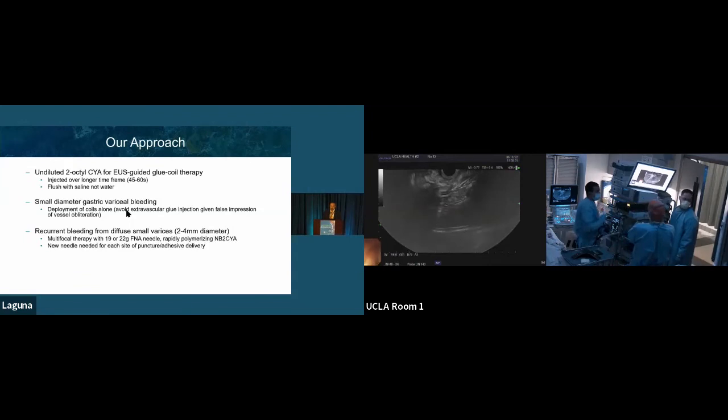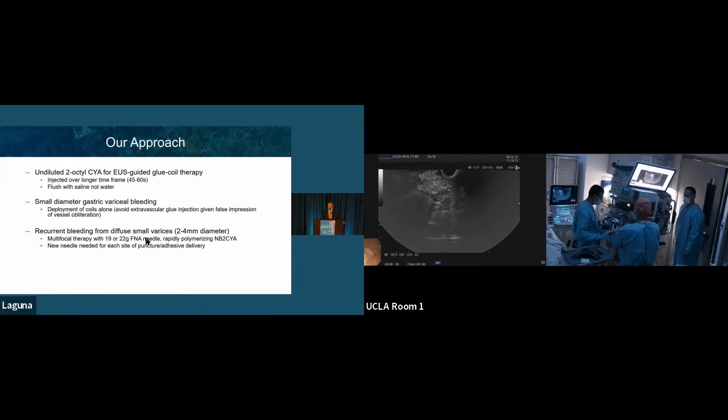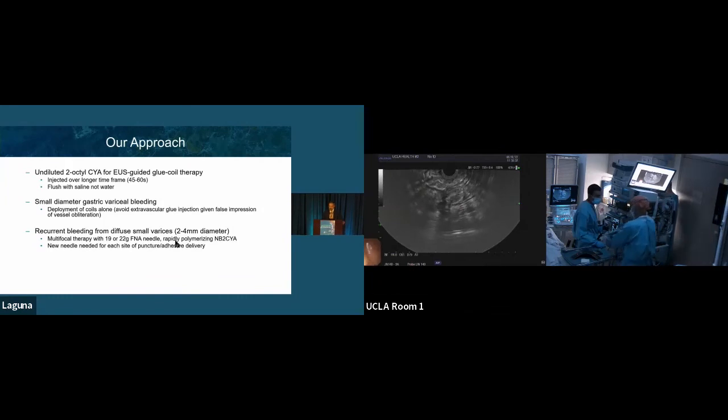For smaller diameter gastric varices, we'll actually just deploy coils alone. And again, that avoids this risk of injecting glue in places we don't want it to go. And then if we have recurrent bleeding from diffuse small varices, then we'll go ahead and use a smaller gauge needle and inject glue into these other sites.